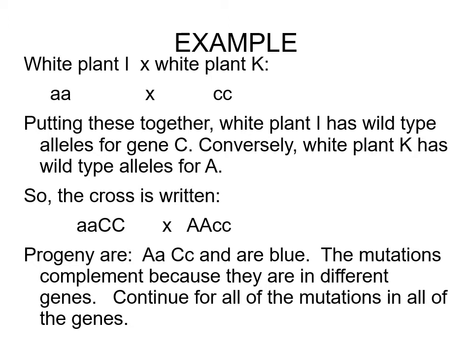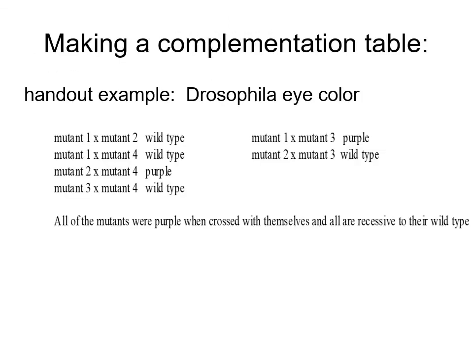So when it's written this way, you can see very clearly why the progeny are blue and wild type in phenotype, because they got the big A from the K plant, which was deficient in C but not A, and then it got the little a from plant I. Conversely, it got the big C from the white plant I, which is little a but normal for C, and it gets the little c from the K plant, which was deficient in gene C. So the progeny are clearly going to be wild type because the mutants are in different genes.